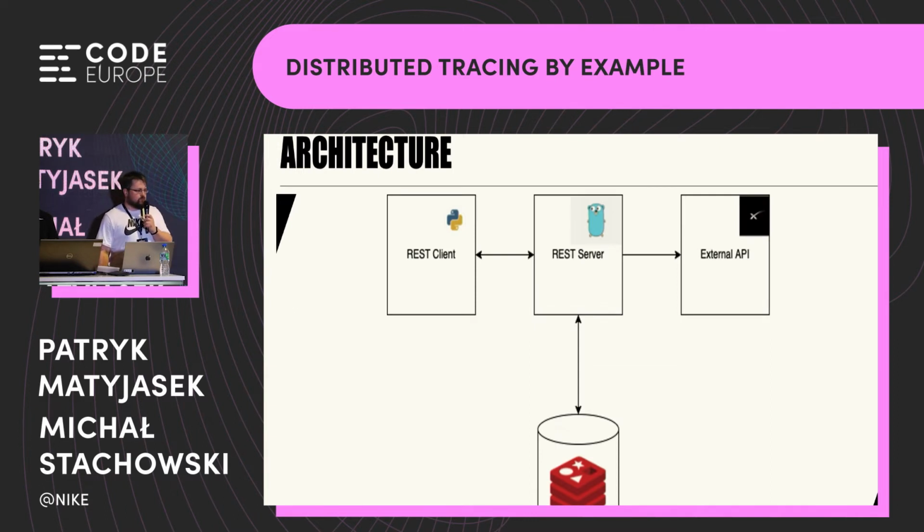We provide a very simple application which consists of a REST client, which has been written in Python, and a REST server, which is passing requests from the REST client through to an external API, and this REST server has been written in Golang. The external API is the SpaceX API, which is exposing data about some assets of the company. And we are storing some data in our database, which is Redis in our case.